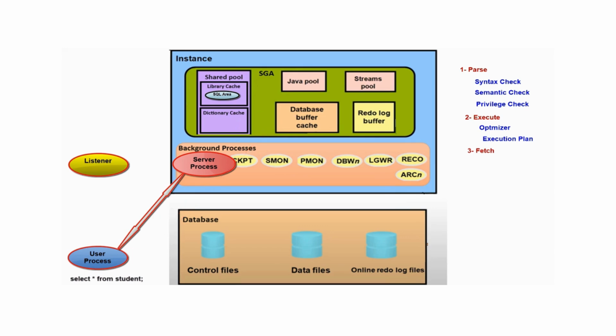If this user wants to execute the same query and it is found in the library cache, all the steps will not be repeated. The parse steps will be ignored, and the same execution plan that already exists will be used to execute the query in what is called a soft parse. Then, the server process does a fetch and returns the data to the user.